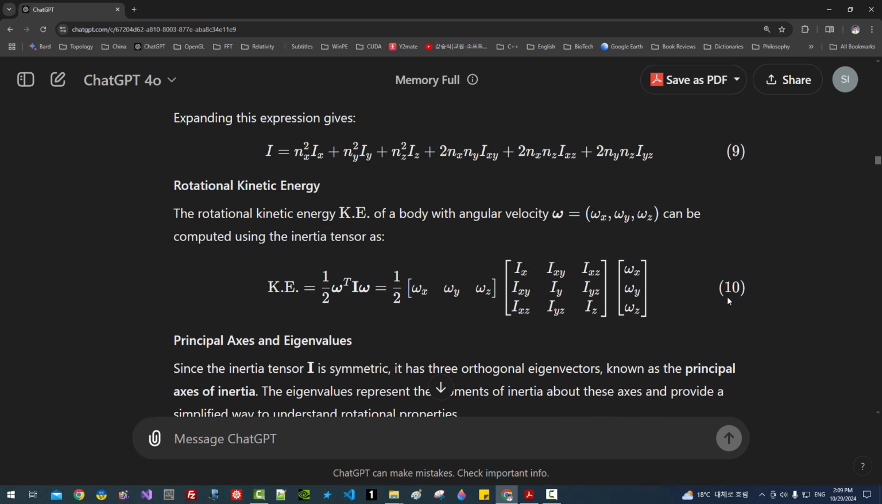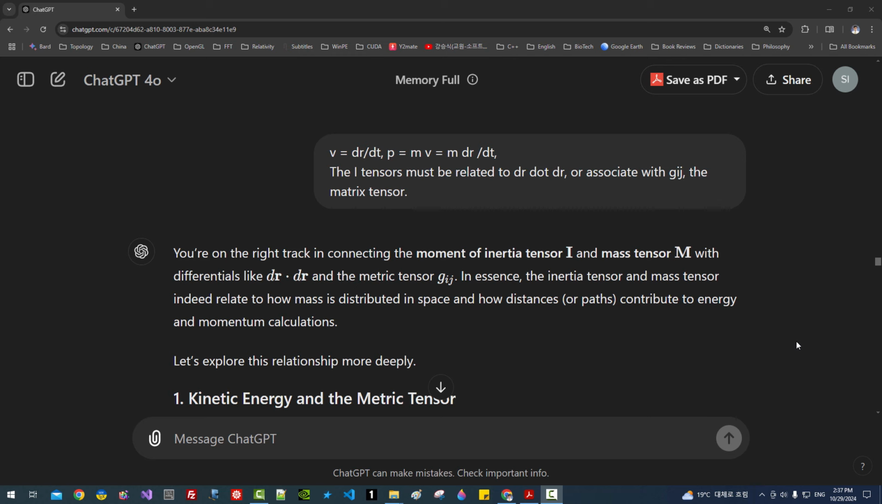v = dr/dt, p = mv = m dr/dt. The I tensors must be related to dr · dr or associated with g_ij, the metric tensor. This is one word. It should be metric tensor, not matrix tensor.